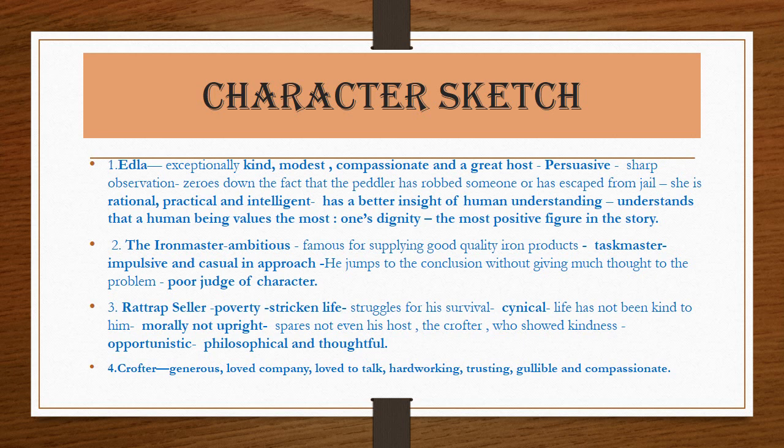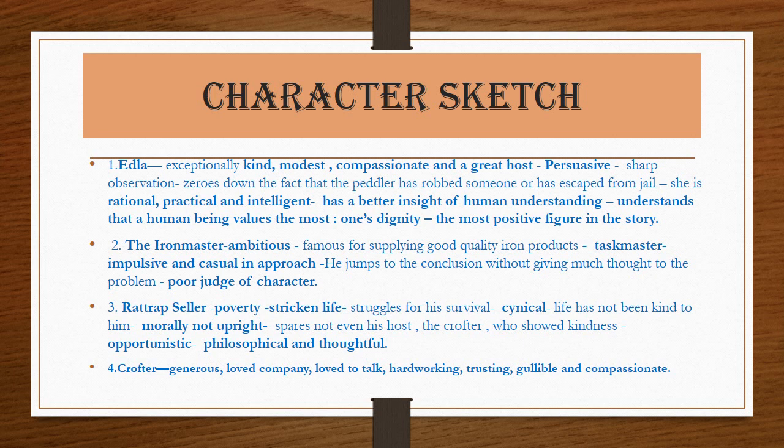Now, talking about the character traits of the Iron Master, we can say that he is the owner of the mill and Edla's father. He is described as a very prominent Iron Master because he is particular about the quality of the product. He is also a great taskmaster as he comes for even nightly rounds of inspection of the mill. He is also kind and generous to some extent, but very impulsive and casual in approach. He is a poor judge of character.